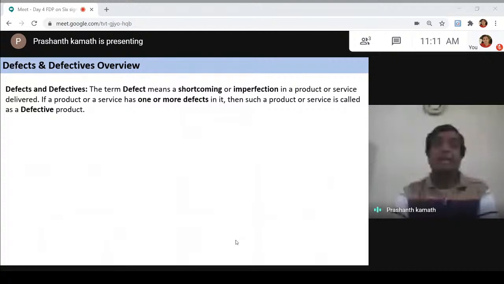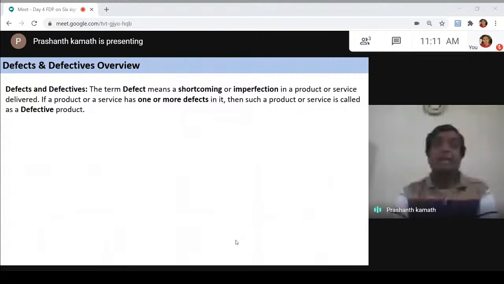If a product or service has one or more defects in it, then such a product is called a defective product. In that mobile example, because the battery is not working properly, that phone is called a defective phone. Why? Because the battery is poor. It is also possible that the screen is not good, or that the panel is very weak, the plastic of the panel being of poor quality. All those are defects. But if a product has one or more defects in it, it is called a defective product.